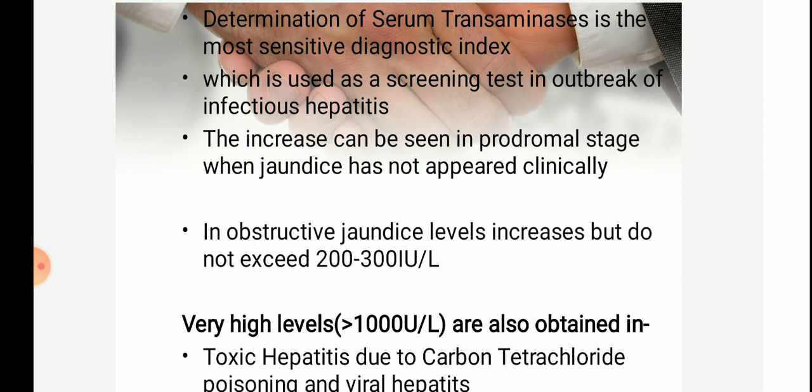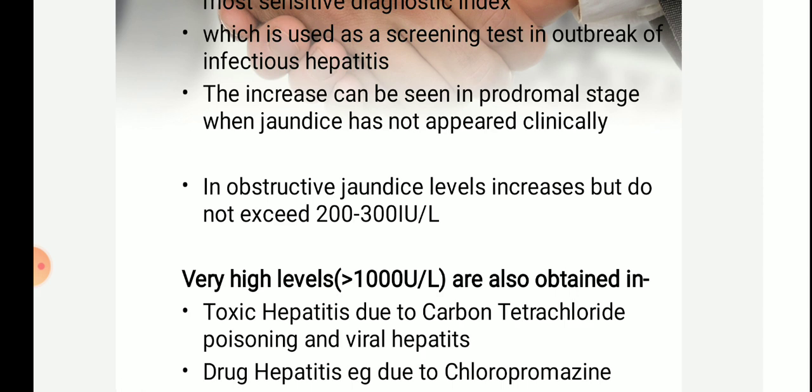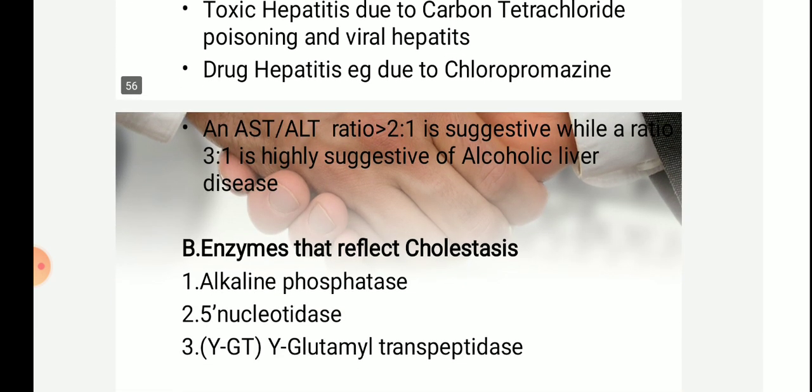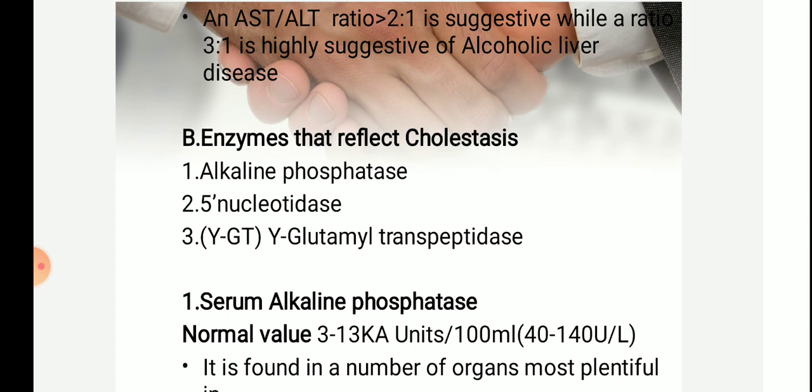In obstructive jaundice, levels increase but do not exceed 200 to 300 international units per liter. Very high levels, that is in thousands, are also obtained in cases of toxic hepatitis due to CCl4 poisoning and viral hepatitis. Drug hepatitis could be in the form of chlorpromazine. An AST-ALT ratio greater than 2, or a 2:1 ratio, is suggestive. Basically, a high value is suggestive of alcoholic liver disease.